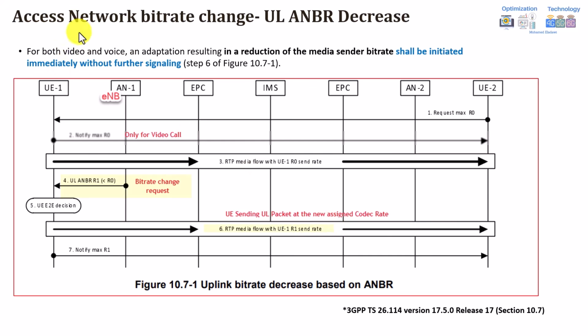And as mentioned here by the 3GPP, in case the adaptation results in a reduction of the media sender bit rate, the aim would be to reduce the bit rate, so the change would be initiated immediately without any further signaling. Which means, as you can see here, once the UE receives the request, it will directly send to the other user with the new assigned codec rate, which is a lower codec rate compared to the previous one. But in the opposite case, if it's required to increase the codec rate, there might be some additional signaling.